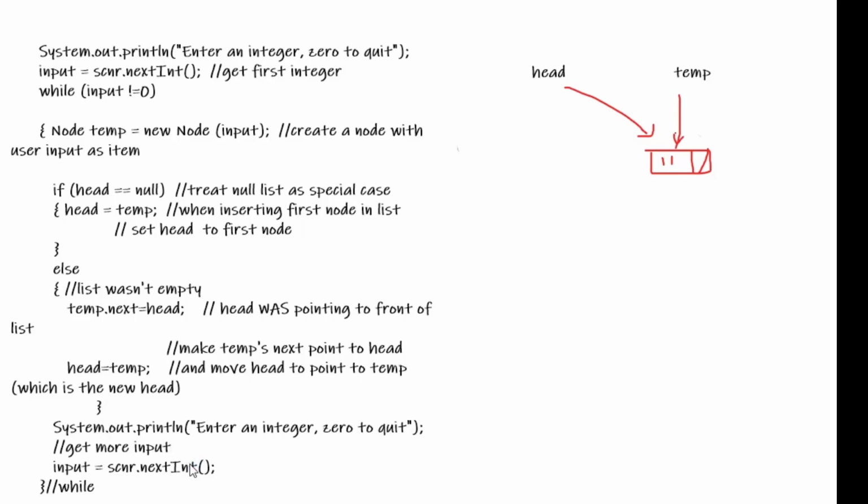Get more input. Let's imagine it's a 7. Check. It's not a 0. Make myself a new node. Put the 7 in there. And what does it say? It says node temp equals new node. So temp now no longer points here, but it points to this new node because temp now has the address of this new node.